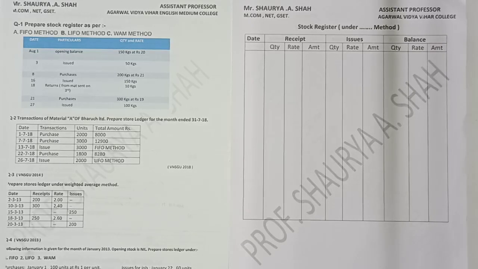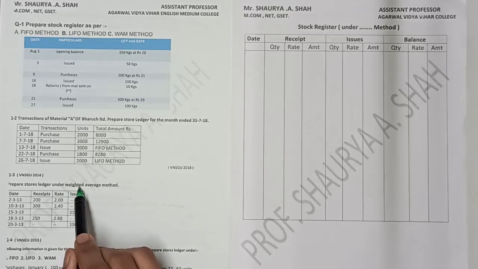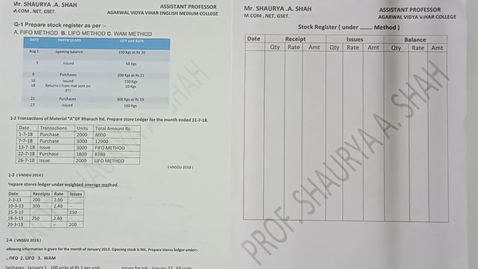I hope you all must be ready with the formats. Fine, you have to prepare 2 formats in advance as I have already told you in previous lectures. So we'll be starting today with the question number 3 students. As you can see, question number 3 is your VNSGU 2014. What you need to prepare is the stores ledger under weighted average method, right students? So under your weighted average method, you need to prepare this stores ledger.